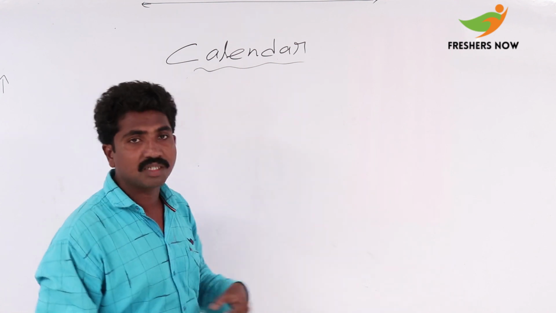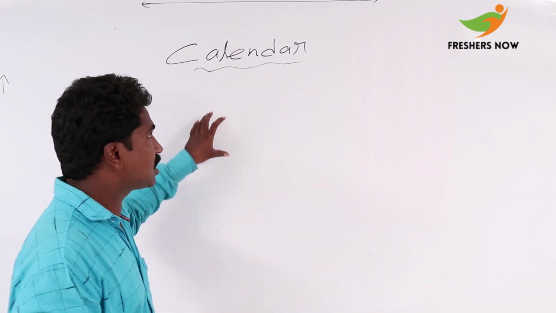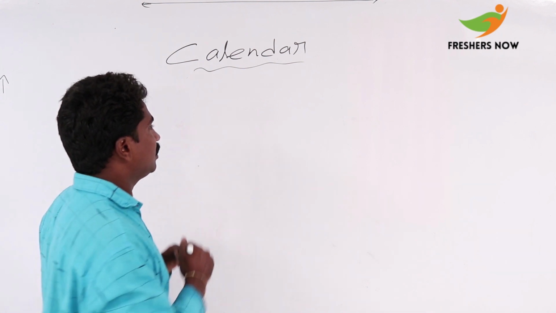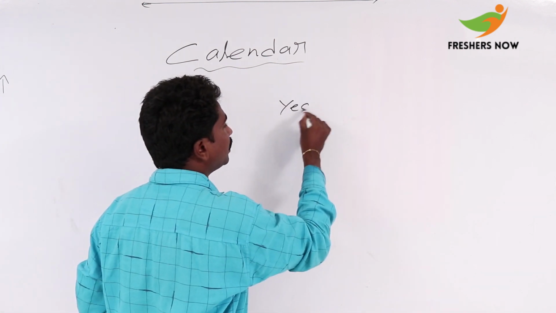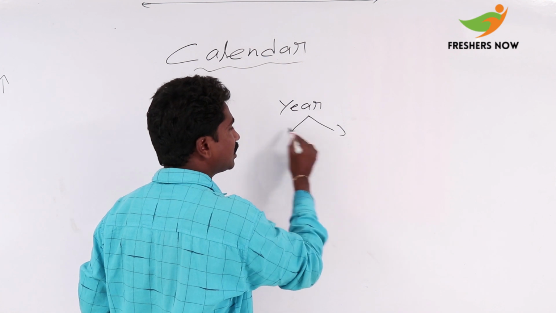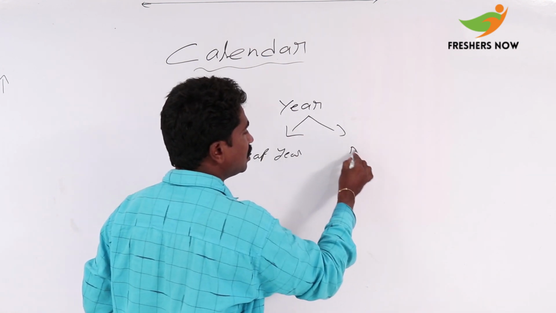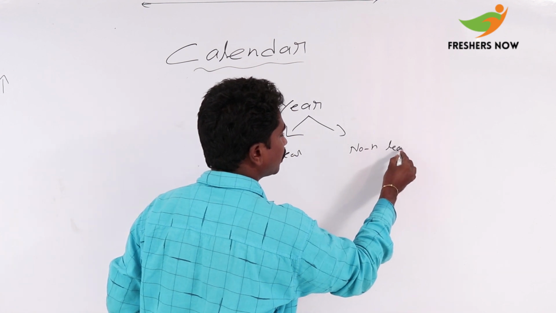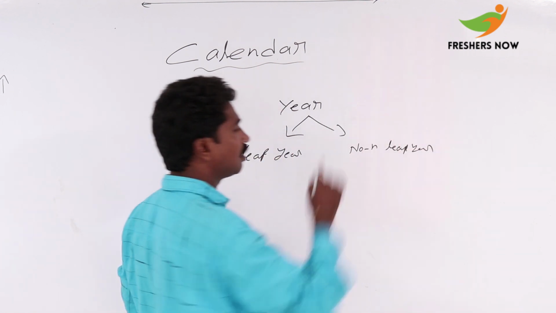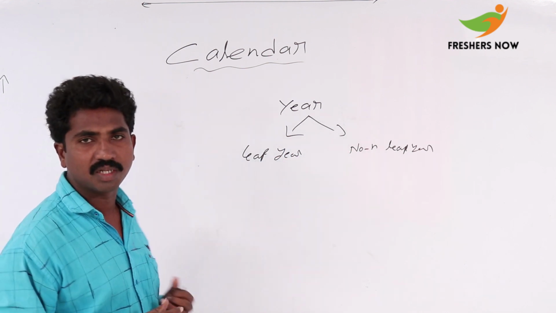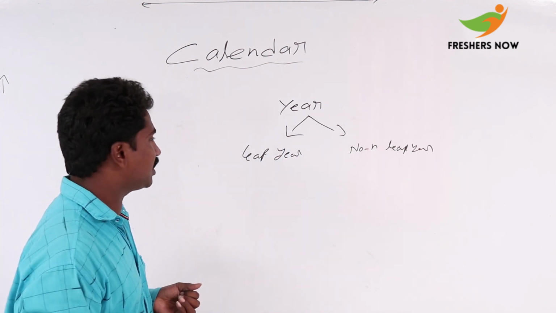Now we are discussing the traditional method. By using the traditional method, we can solve it easily. In a calendar, there are two types of years. One is leap year, another one is non-leap year. What are the conditions for a leap year?